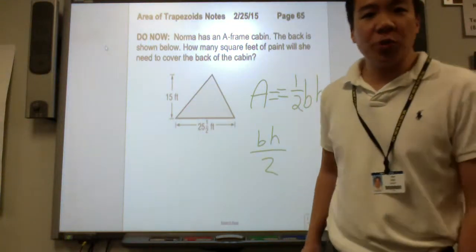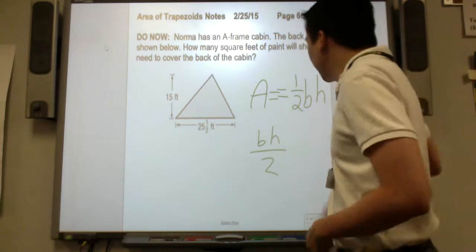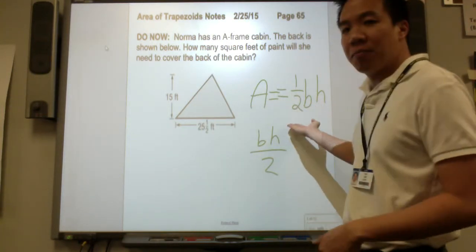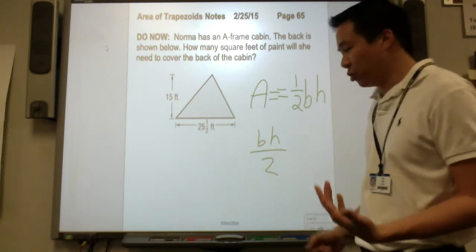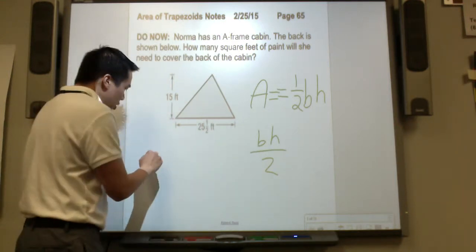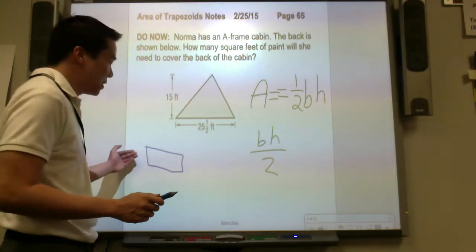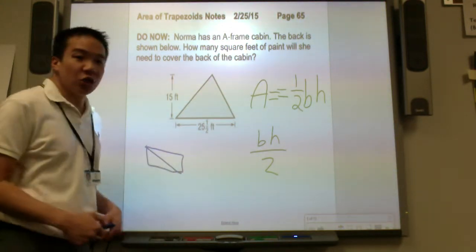Area of trapezoid. Before we talk about area of trapezoids, what do you remember about area of triangle? So area of triangle, the formula is area equals half of the base times height, or another way to do it is base times height divided by 2. Why are we doing this again? Why is it base times height divided by 2? Because you do know a rectangle or square is base times height. If you divide it into two parts, you have a triangle.